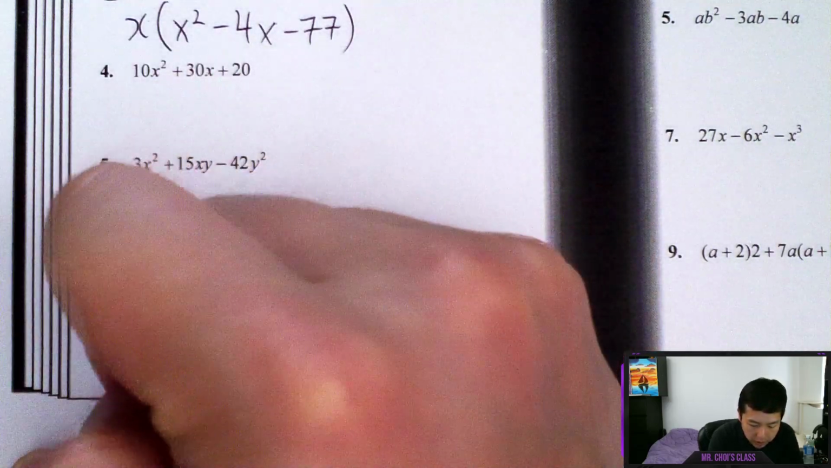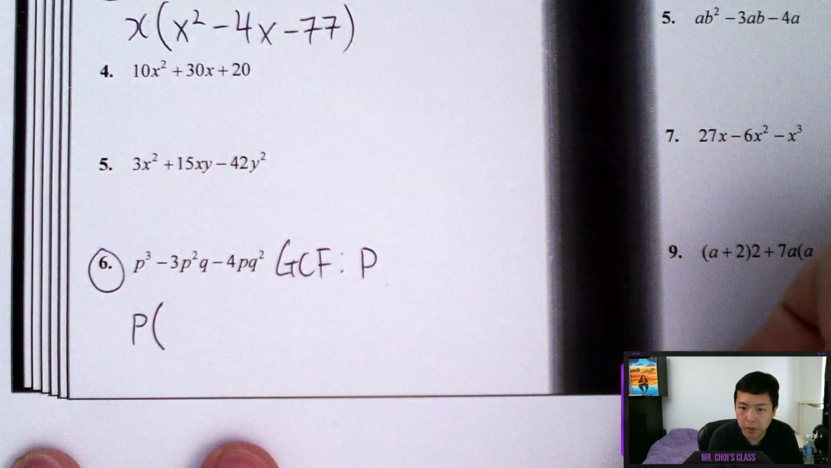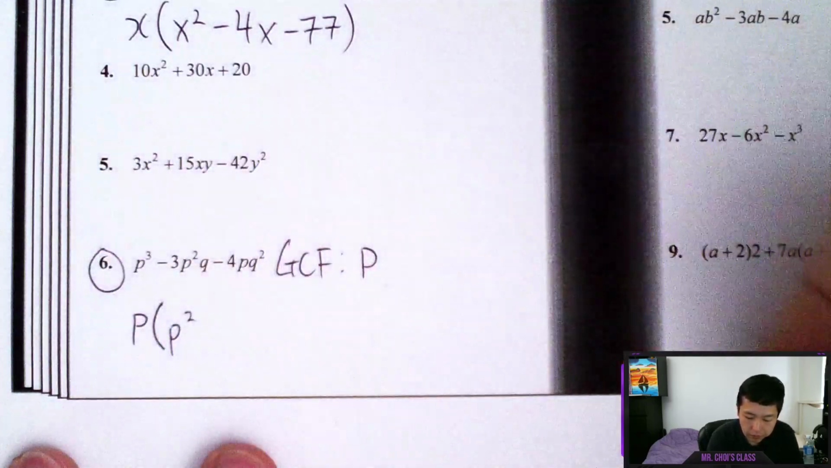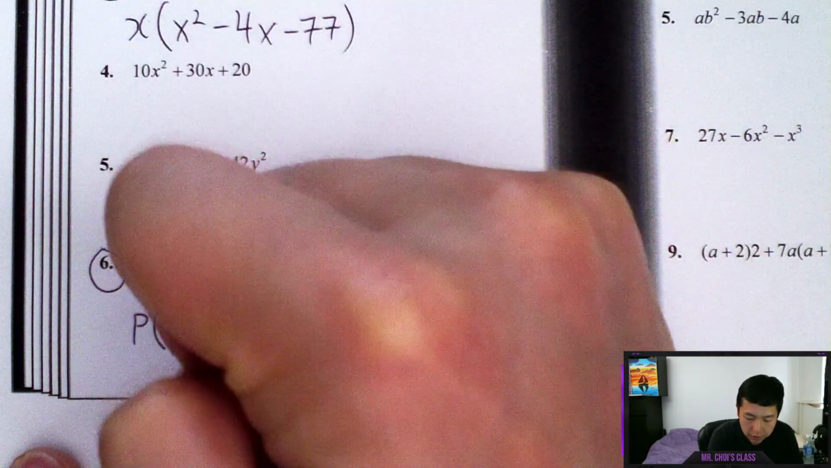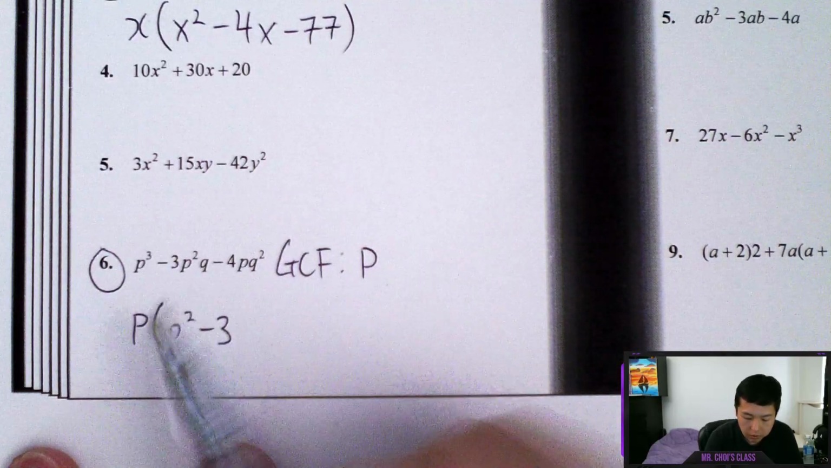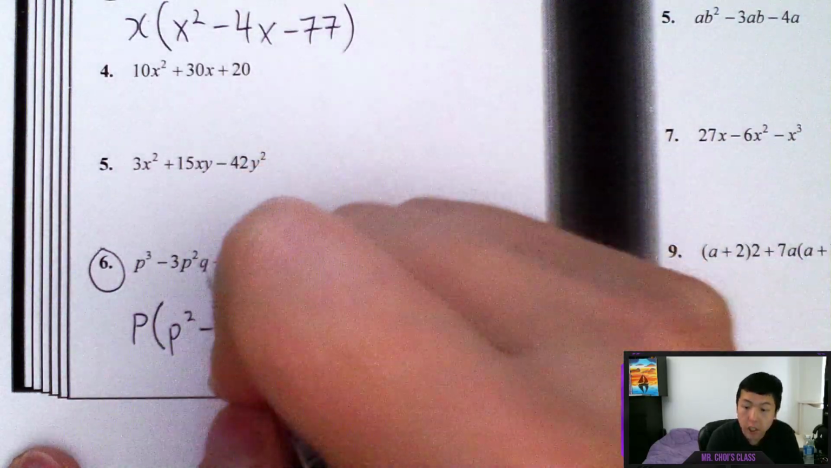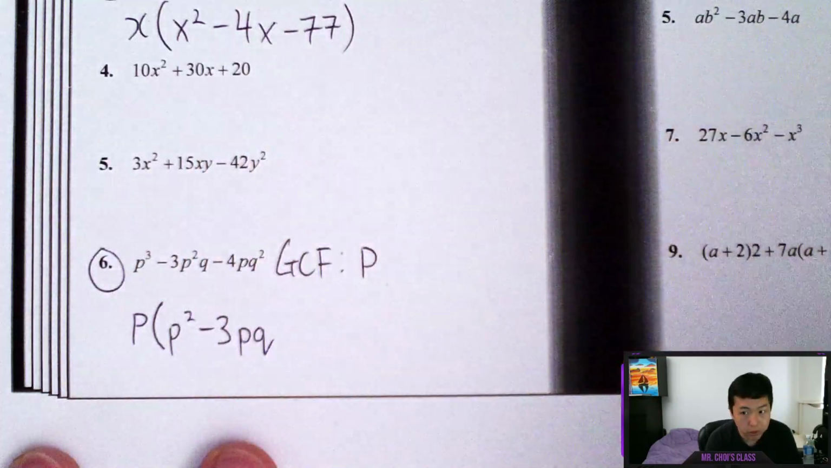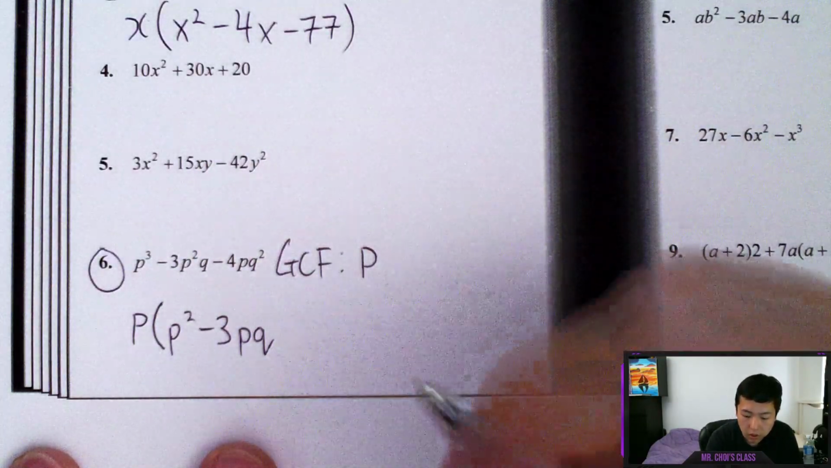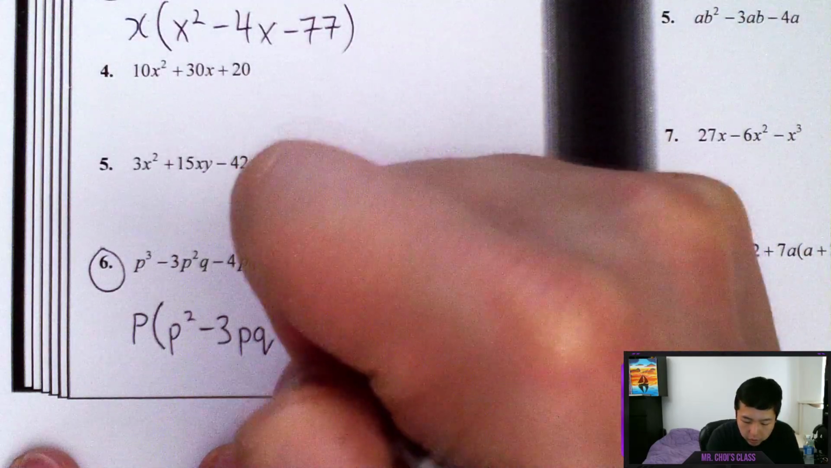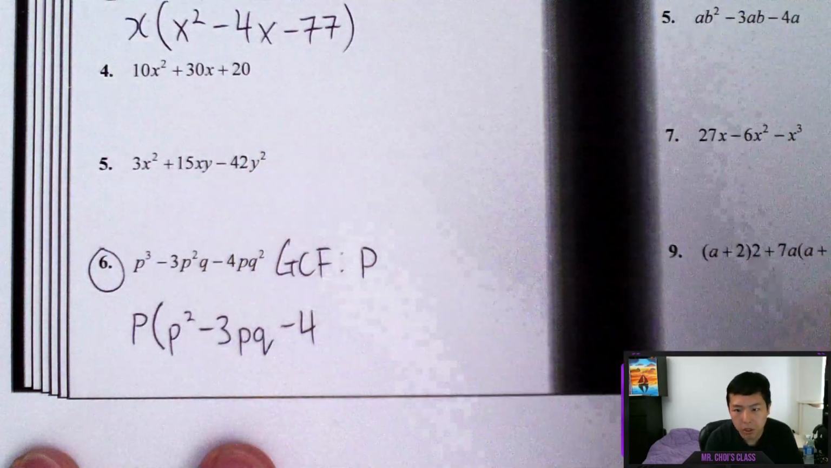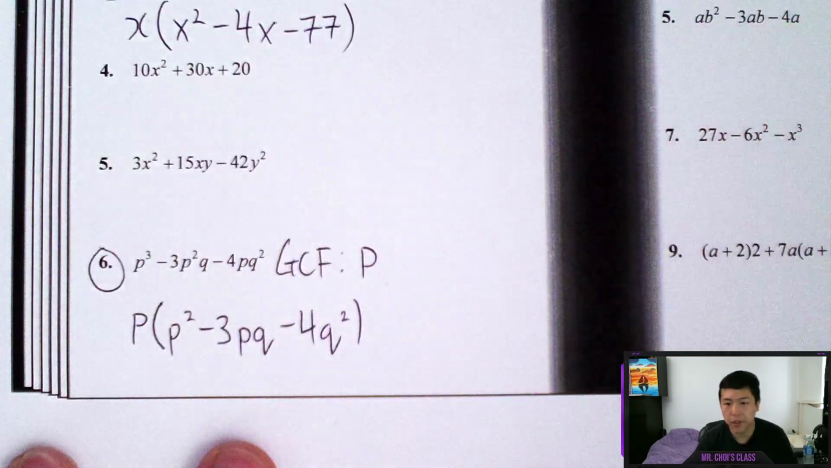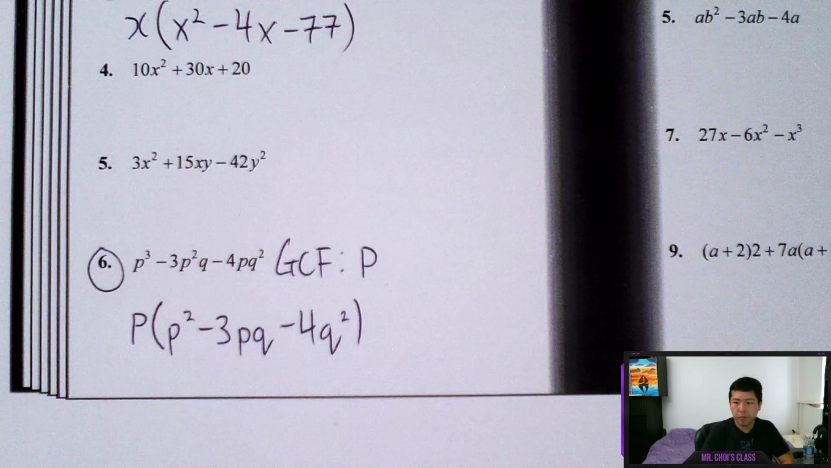So we're going to pull the P out, and then we're going to divide. So 3 minus 1 is P squared. Minus 3. 2 minus 1 is P. And the Q, we didn't touch it, so it stays. Don't get rid of the Q. The Q doesn't disappear. Then minus 4, P minus P. 1 minus 1 is 0. So what's left over? Q squared. And there's our final answer there.